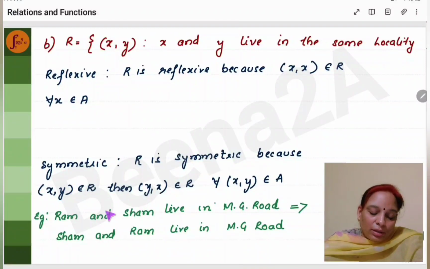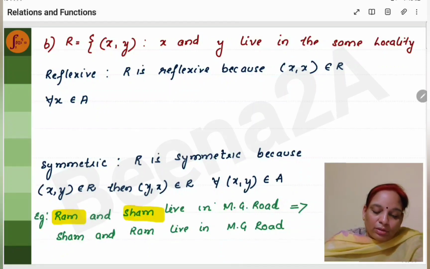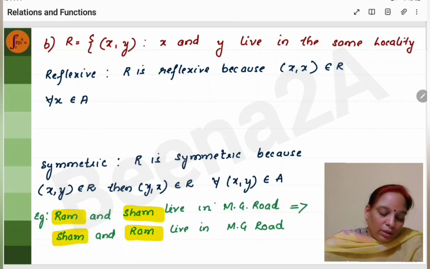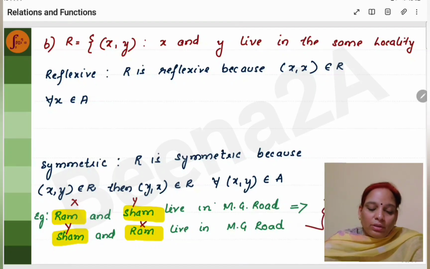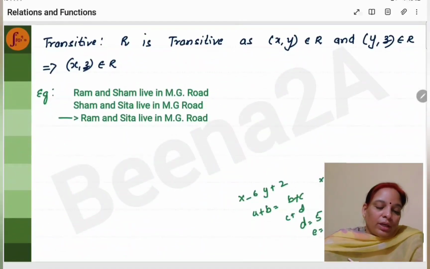Symmetric. So if Ram and Sham live in MG Road, Sham and Ram live in MG Road. This reverse is also true. Ram and Sham live in MG Road. I can reverse it. Sham and Ram live in MG Road, right? So if x and y live in MG Road, y and x also live in MG Road. Therefore, this is symmetric. Now transitive.